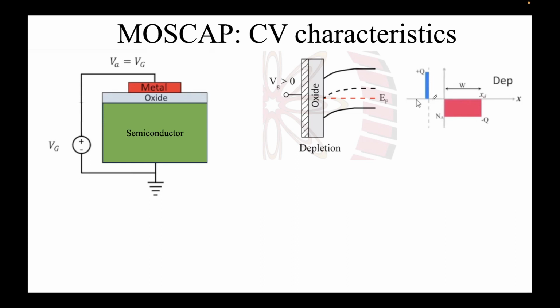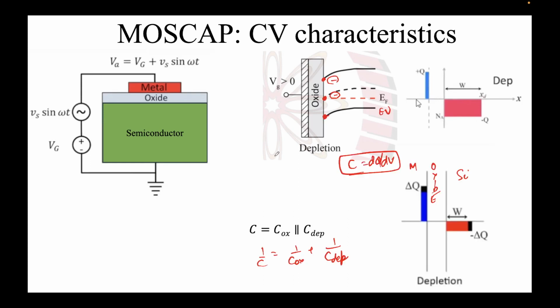These are in series, so 1 by C will be 1 by Cox plus 1 by C depletion. Cox remains constant, epsilon A by Tox, but C depletion will change. C depletion is epsilon silicon, area by thickness, epsilon A by T, and you can see that it's this dimension T that is changing. So it will be epsilon silicon A by W, the depletion width. We have already seen C by Cox equal to 1 in accumulation. You can see Vg is negative on this side, so this is for accumulation.